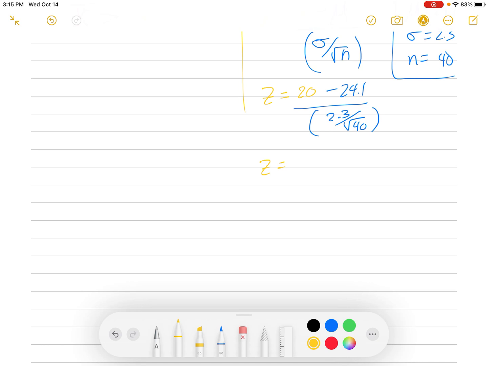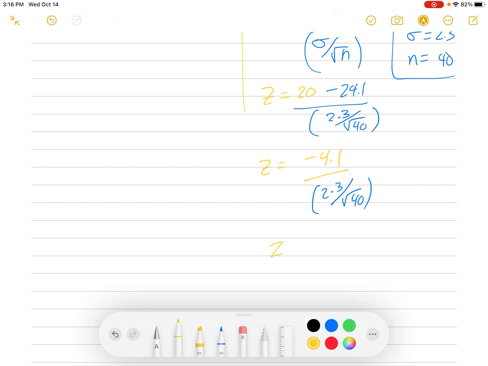So let's do 20 minus 24.1 in your calculator. That's minus 4.1. So we're going to take minus 4.1 and divide it by the following: 2.3 in parentheses over the square root of 40. Let's plug that in. Negative 4.1 divided by parentheses 2.3 divided by square root of 40.